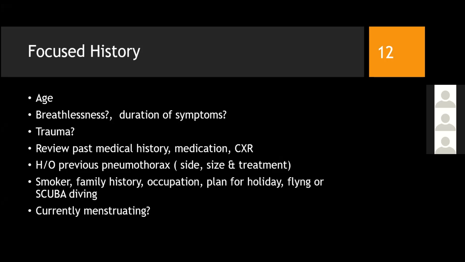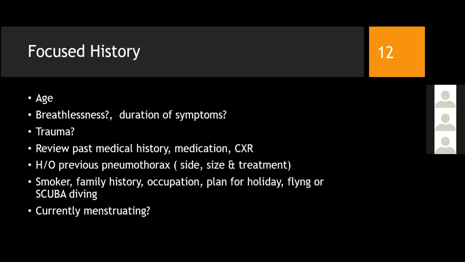of previous pneumothorax. If the patient had a history of previous pneumothorax, then we should ask about the side of the pneumothorax, the size of the pneumothorax, if possible. We need to see the patient record at the hospital, and what treatment strategy he had been given.